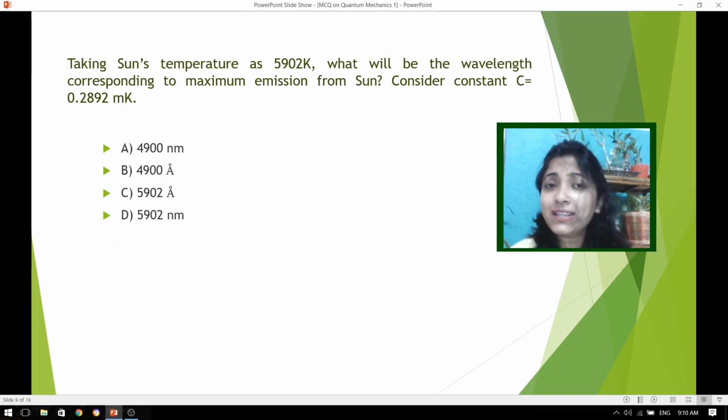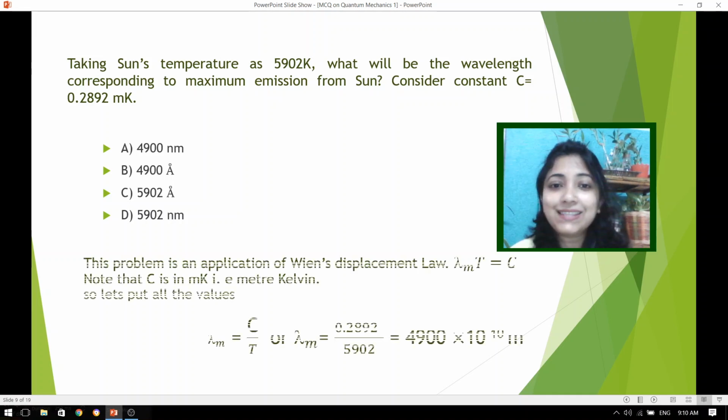Now since we have already seen that there is temperature as well as wavelength corresponding to maximum emission mentioned in the question, we can readily say that we are going to apply Wien's displacement law, which is lambda m T is equal to constant. Now lambda m is in meters, temperature T is in Kelvin, which gives us that the constant C is in meter Kelvin. Do not confuse seeing mK as millikelvin. Alright. So as you can see, when we put in the values of C and the temperature T, we can readily get the value of the desired wavelength.